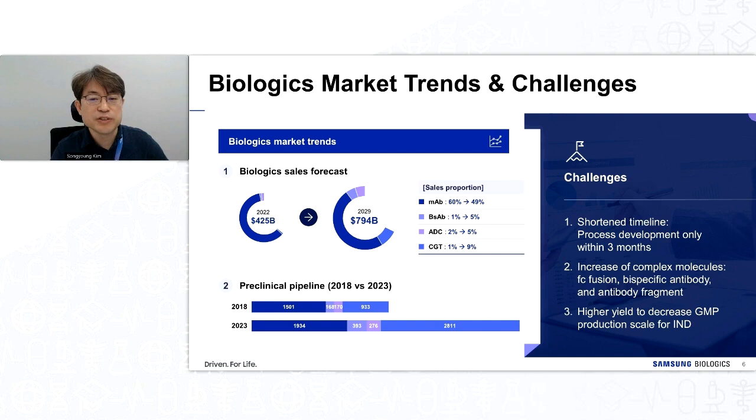Additionally, as molecular structures become more complex, traditional monoclonal antibodies are giving way to intricate forms such as fusions, bispecific antibodies, and antibody fragments. Furthermore, in order to reduce production cost and scale efficiently, higher yields are necessary for investigational new drug submissions. These challenges highlight the collaborative effort required between drug developers and CDMOs to overcome these obstacles.